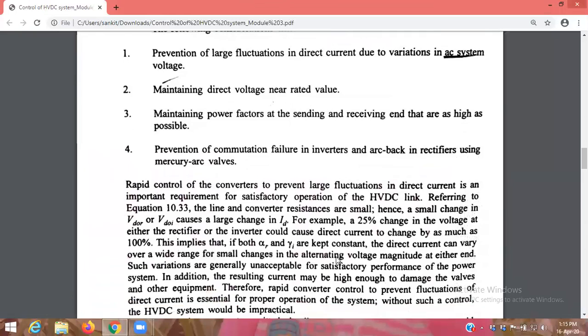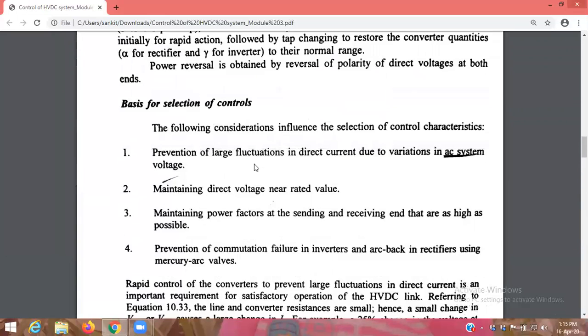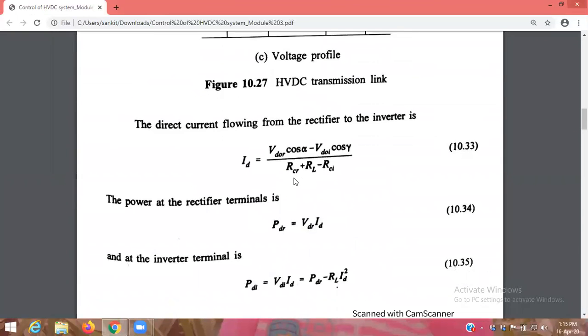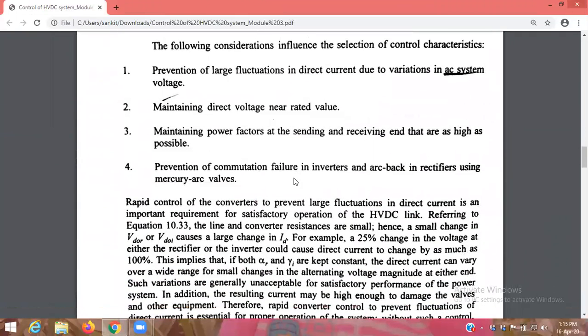Now, see, the rapid control of the converter to prevent large fluctuations in the direct current is an important requirement, as I've said, in the HVDC link. Referring to equation 3.33, if we think about this equation, the line and the converter resistance, that is RCR, RCI, or the RL, are very small. Hence the denominator is very small.